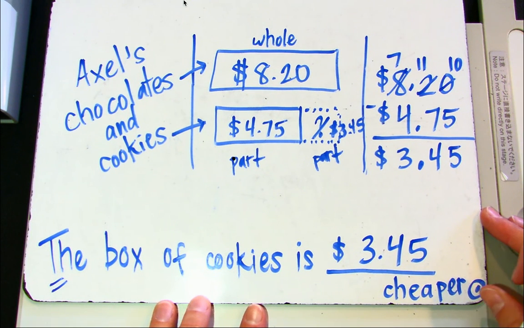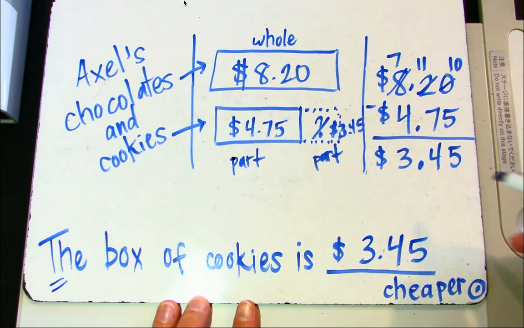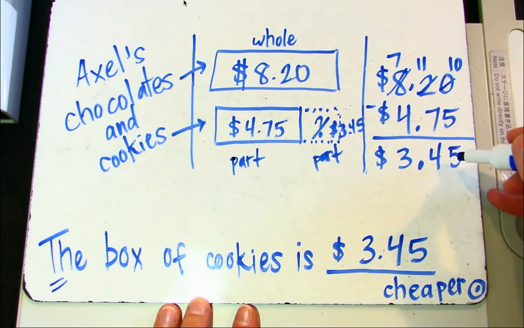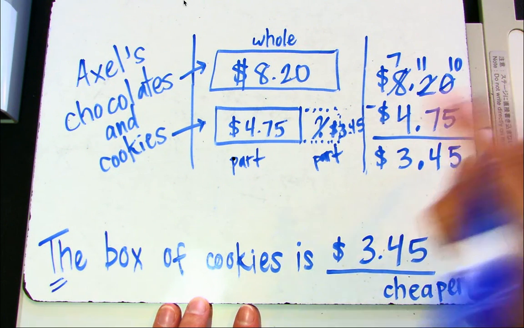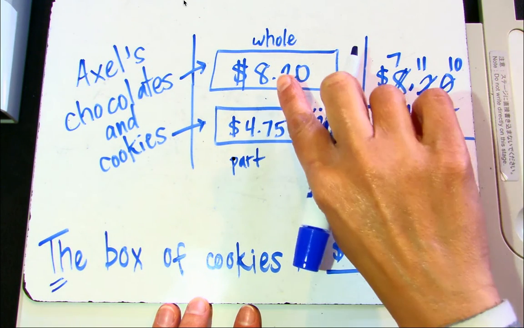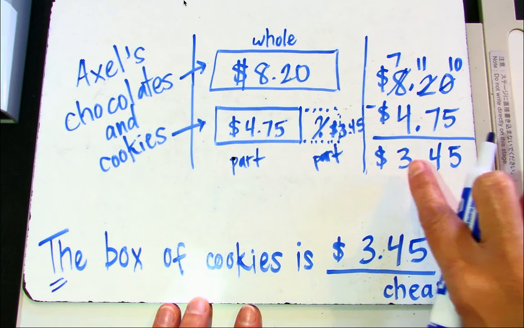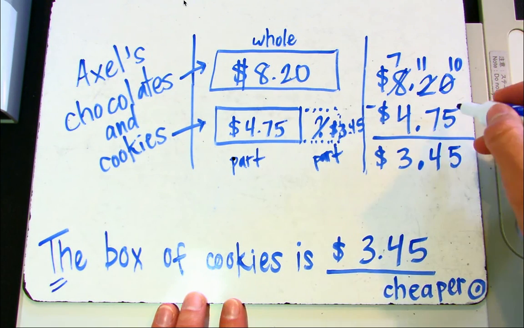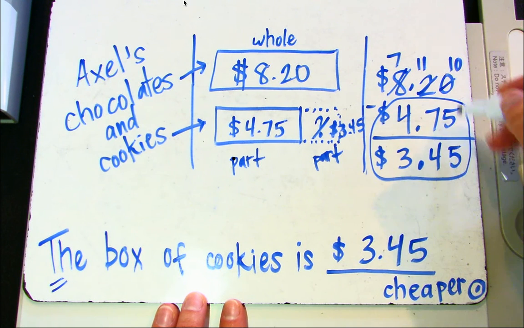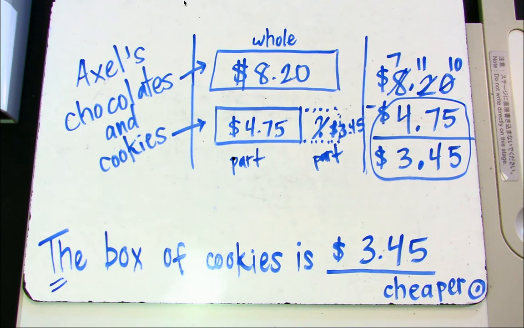Now, if I really wanted to be really careful and really check my answers, I could take my part and add it to this part and see if I get my whole number. So if you wanted to be extra careful, you could add these 2 together and see if you get your whole number.